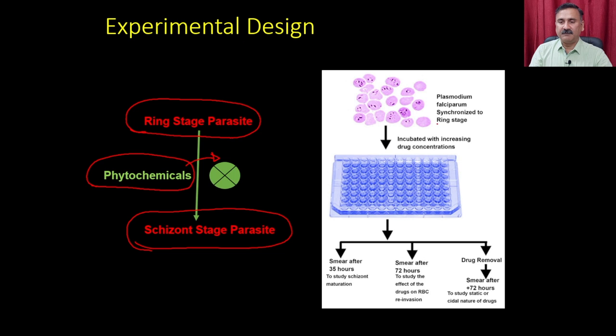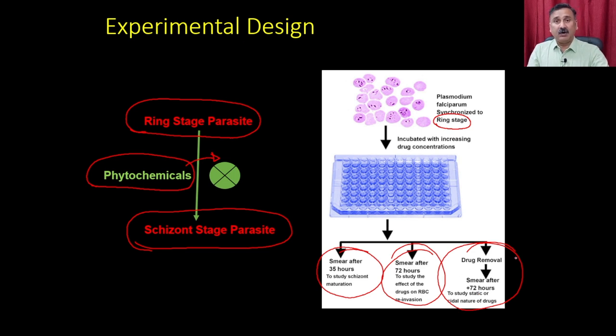You have to first prepare the ring stage parasite. You are going to incubate these parasites with different concentrations of the inhibitors, and then make the smear at 35 hours, 72 hours, and after removal of the drug as well, to see whether the drug is killing all the parasites or not. And then you are going to ask what the number of parasites present is, and what different types of parasites are present.